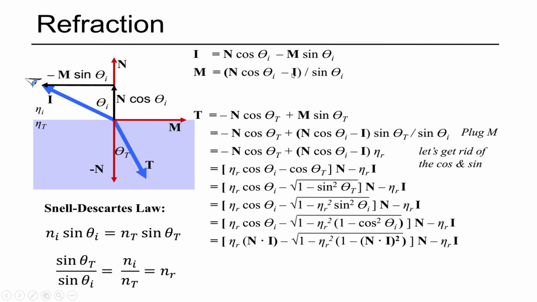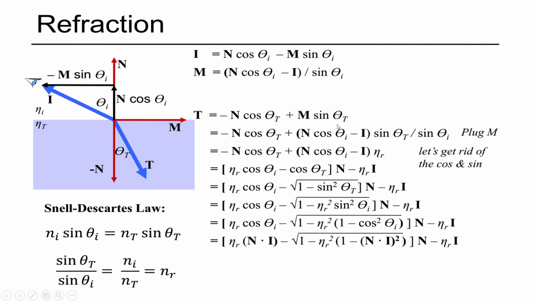And then we can express m as this ratio. Just put m here and divide by sin theta, or just take it there and divide by sin theta. So we get this thing for m. So just like we decomposed the incident ray vector I, we can similarly decompose the refracted ray vector t as t equals minus n cos theta t plus m sin theta t.